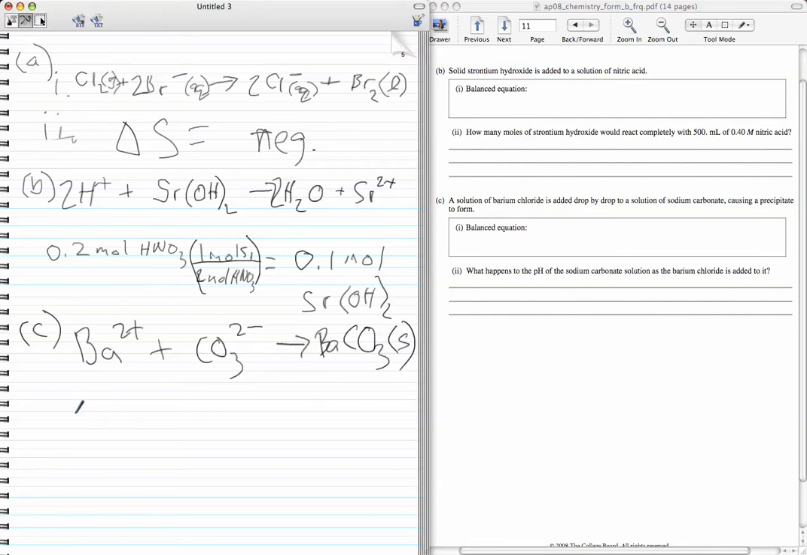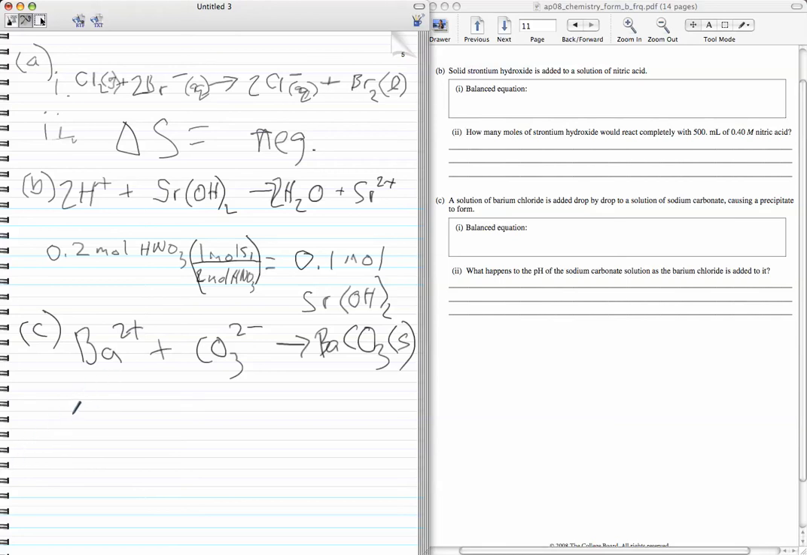Okay, so knowing the solubility rules helps, but really if you just keep an eye out for the sodiums, the nitrates, and the ions that are always soluble, you'll usually be able to figure out what combination it has to be. And then the last part of this one asks us what happens to the pH of the sodium carbonate solution as the barium chloride is added to it.